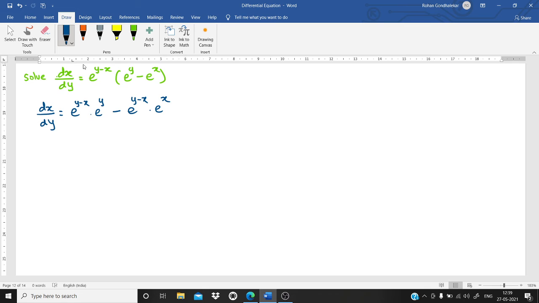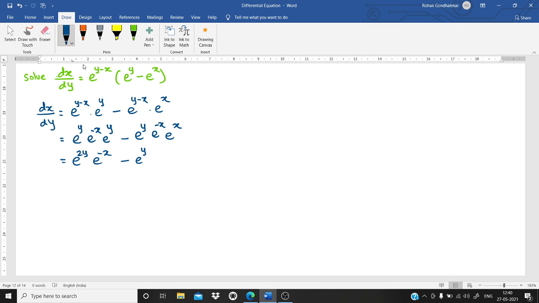Okay, good. So this becomes e raised to y into e raised to minus x into e raised to y minus e raised to y into e raised to minus x into e raised to plus x. Okay, good. So this can be written as e raised to 2y into e raised to minus x minus e raised to y, because e raised to minus x and e raised to plus x becomes e raised to 0, which is 1.